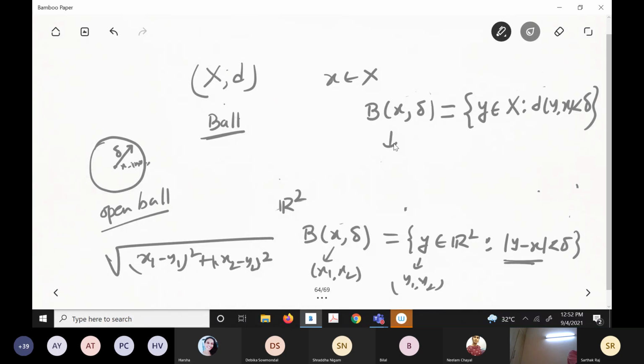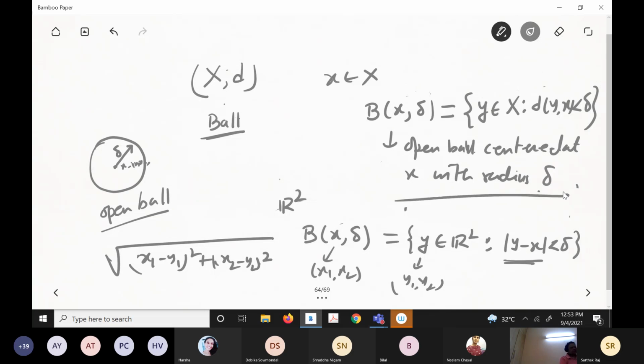This is the definition. I've explained that on page 59. This is called the open ball centered at x with radius delta. Some people call it r. Here I have taken delta because I was comparing with your interval with radius delta. Exactly, I am copying what I got in R square.